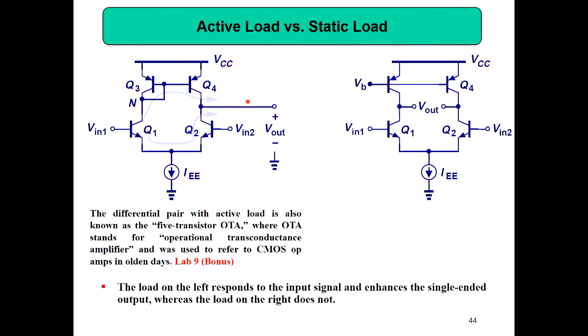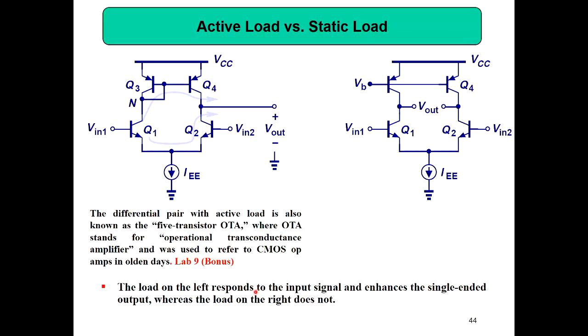So active load versus static load. The differential pair with active load is also known as 5 transistor OTA, where OTA stands for operational transconductance amplifier, and was used to refer to CMOS op amps in olden days. So that's what you do in lab 9 if you are doing the bonus. In the olden days, people used operational transconductance amplifier. That's a current amplifier. That is the reason in the lab we are doing OTA with this active current load. Now you know why we are doing it.